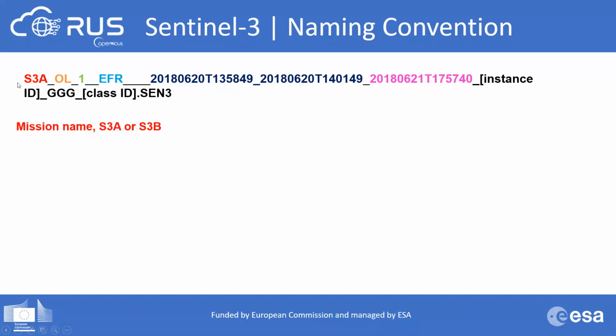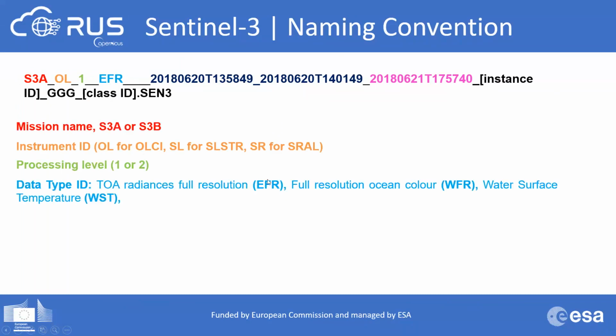The first 3 characters give you information on the mission name. So S3A for Sentinel-3A or S3B for Sentinel-3B in our case. Then comes the instrument ID: OL for OLCI, SL for SLSTR, SR for SRAL. You will then find the processing level, 1 or 2. Then the data type ID. So EFR for top of atmosphere radiances, full resolution, but other data type IDs exist, such as WFR or WST.